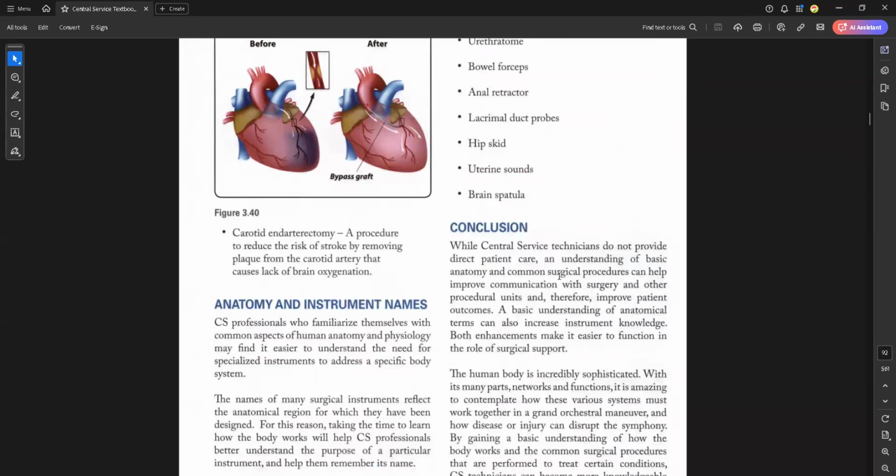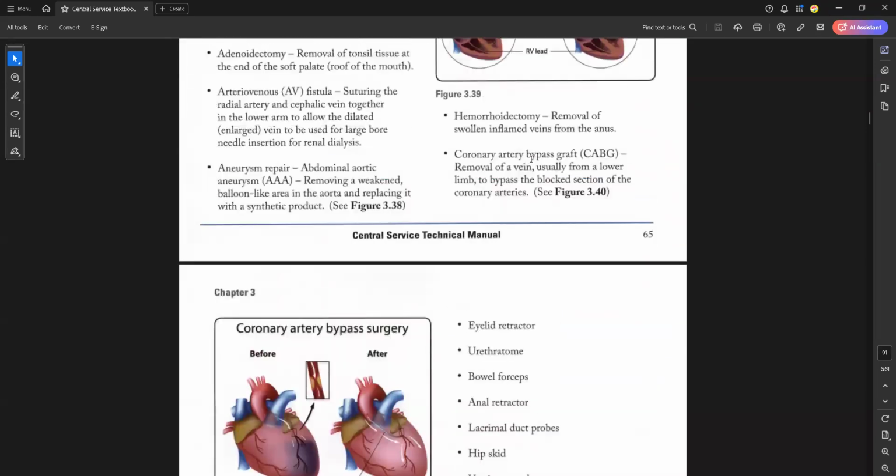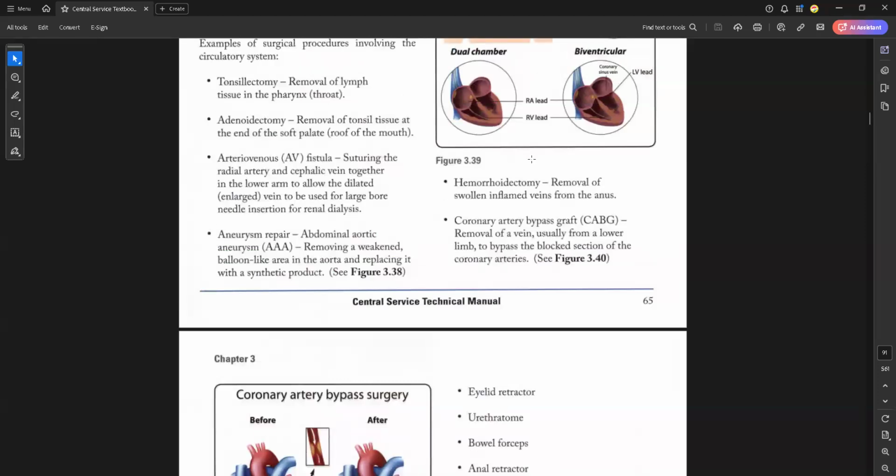I think we jump over some of them. We have a carotid, let's come down a little bit here. Very good. Thank you. Adenoidectomy also is there. Adenoidectomy, removal of the tonsil tissue at the end of the soft plate.